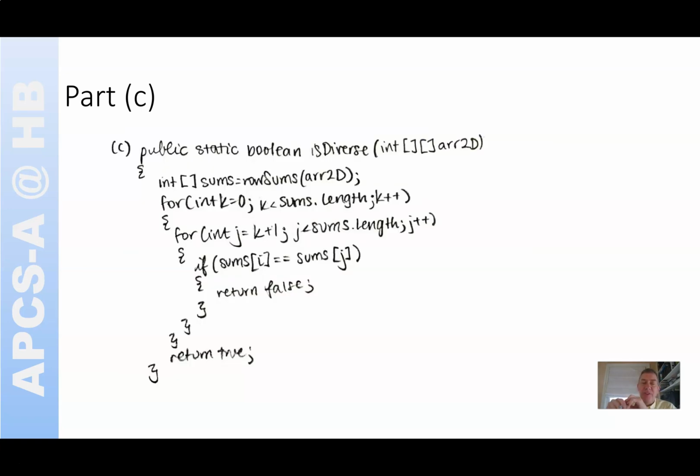And last version, we're looking at this one. This one looks pretty good up front. You do get the sums. You do have an outer loop that goes to length and an inner loop that starts at k plus 1. There is one issue, and I'm not entirely sure how an AP grader would look at this. They might miss it altogether, but here you're comparing sums I to sums j, which would make sense if you had ever defined I, but you didn't. You're using k and j to control the loops, and so you need to compare k and j here. That's a thing to be careful of.